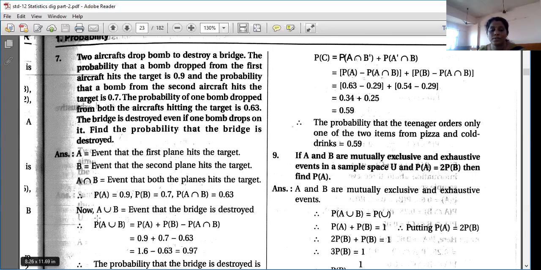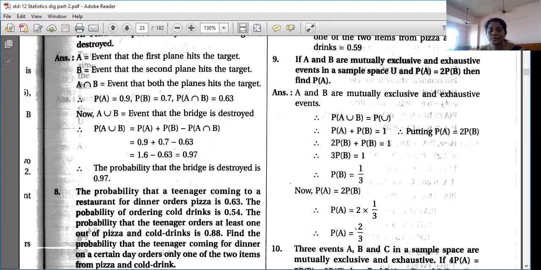Now what you have to do is find P of A union B. So you have to simply write the formula. P of A union B is equal to P of A plus P of B minus P of A intersection B. That is 0.9 plus 0.7 minus 0.63. That is 1.6 minus 0.63. That comes to 0.97. So your statement is, therefore, the probability that the bridge is destroyed is 0.97.